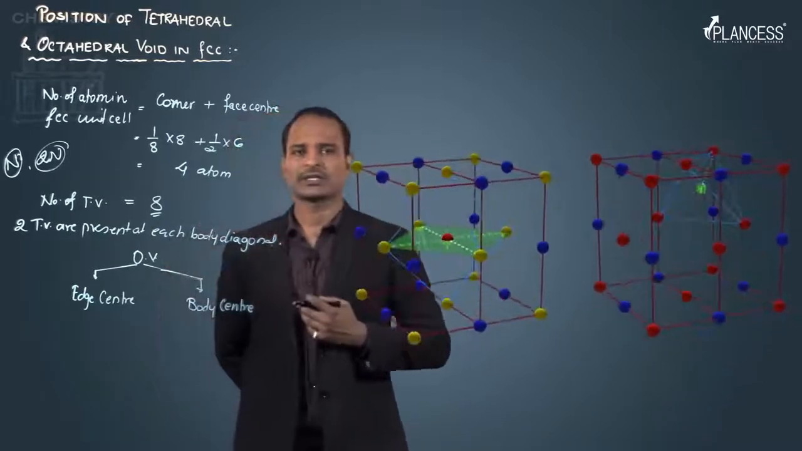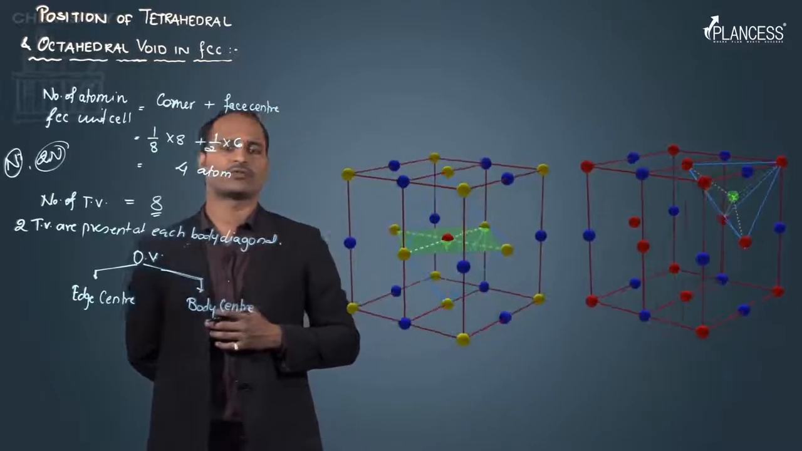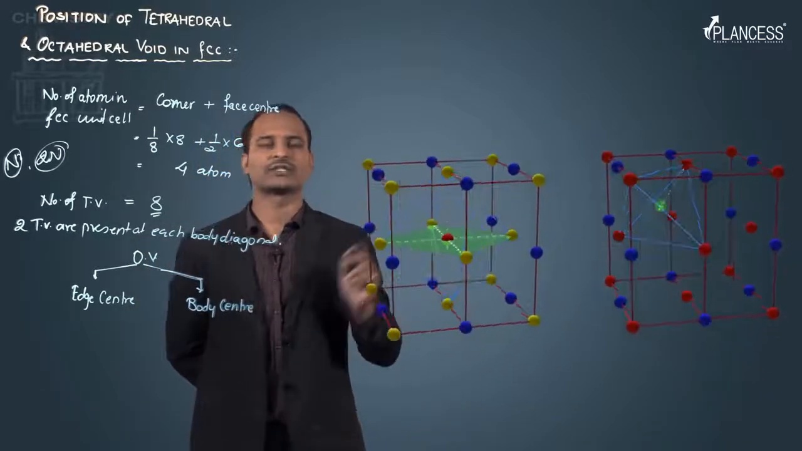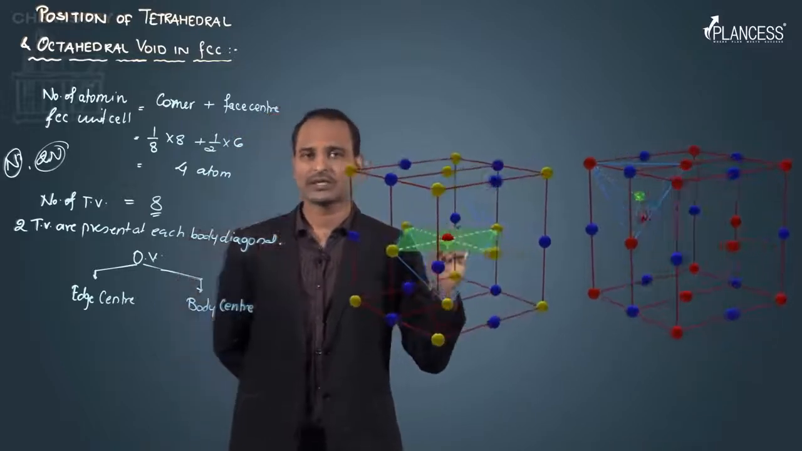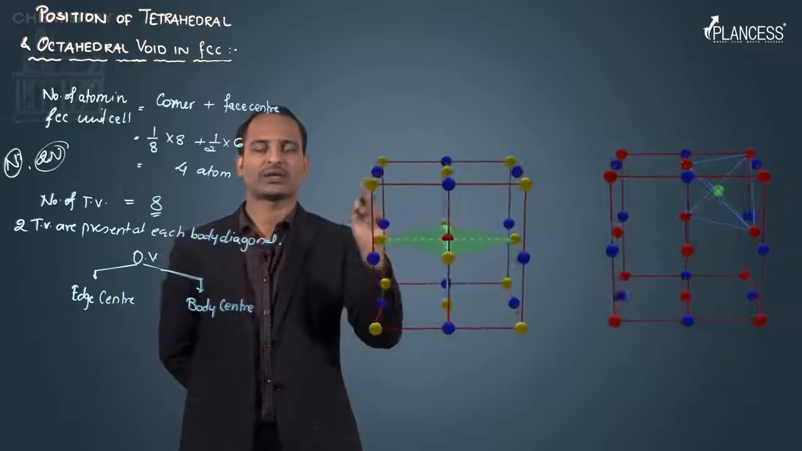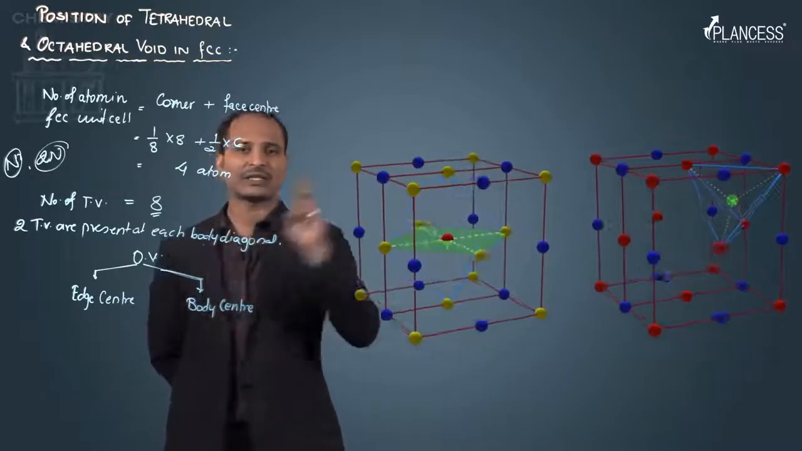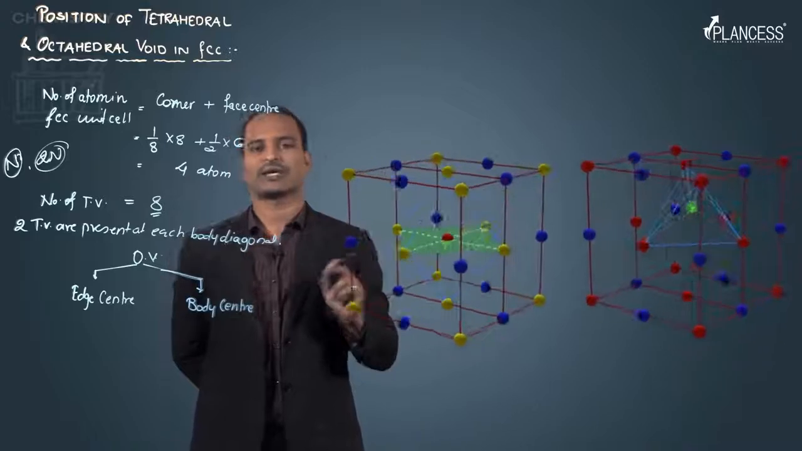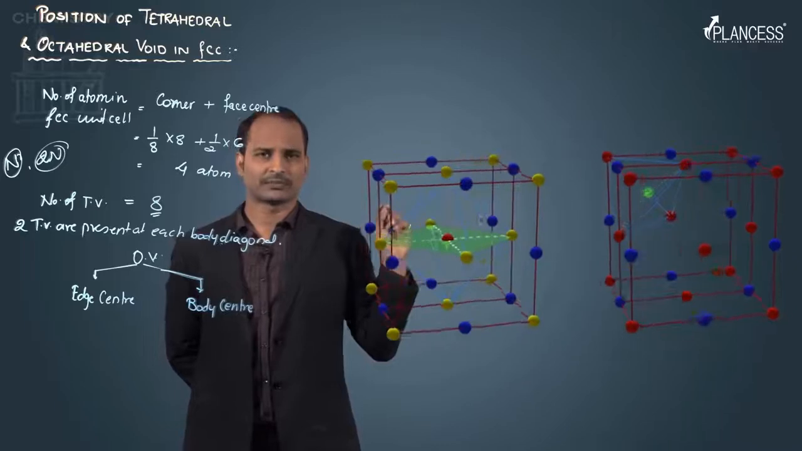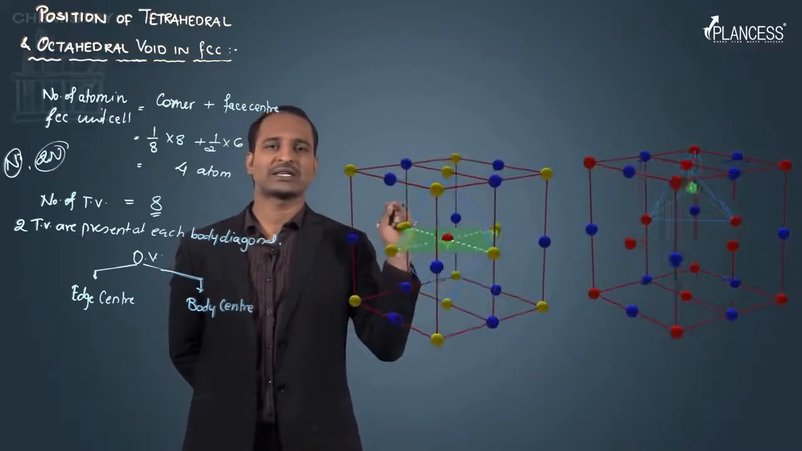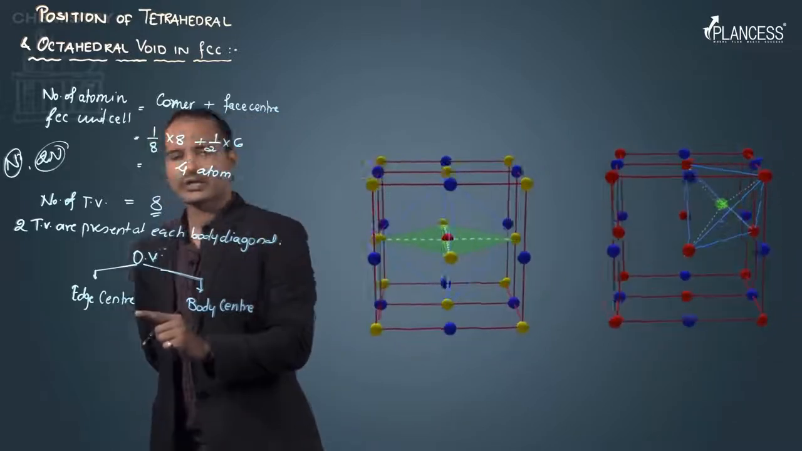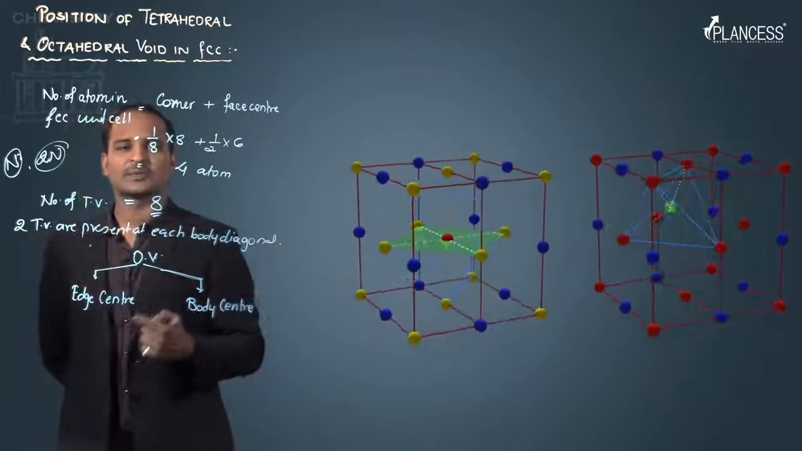Now in a diagram again you can see the position of the octahedral void. The octahedral void is represented by the yellow color spheres, and the tetrahedral void is represented by the red color spheres. You can see in the diagram that the yellow spheres, representing the octahedral void, are present at the edge center. There are a total of 12 edges and they are present at every edge, as well as there is one octahedral void present at the center of the unit cell. So in an FCC unit cell, the octahedral void is present on the edge center as well as at the body center.